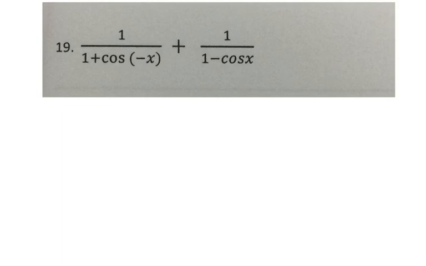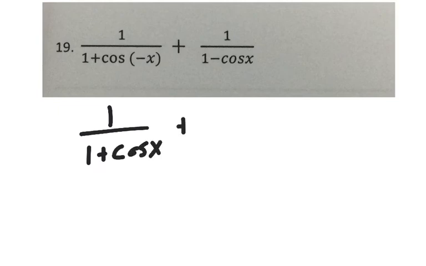Okay, so I see a negative in the argument. I need to fix that. It's always first. So with negative cosine, what does that mean? A negative in the argument of cosine, I drop it. It's just still cosine. So this is going to be 1 over 1 plus cosine of x plus 1 over 1 minus cosine of x.